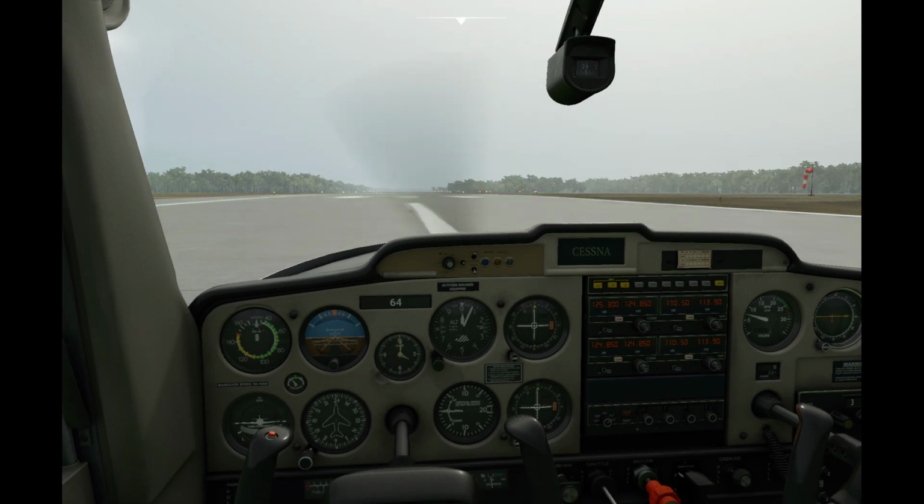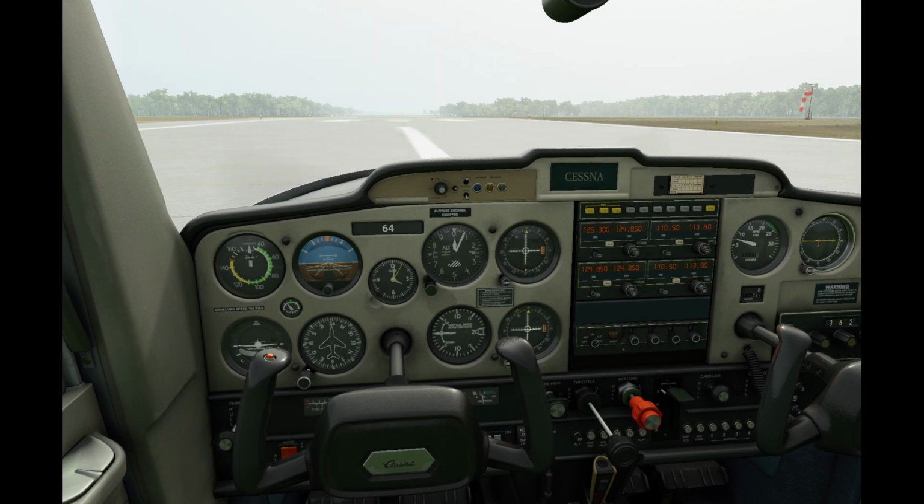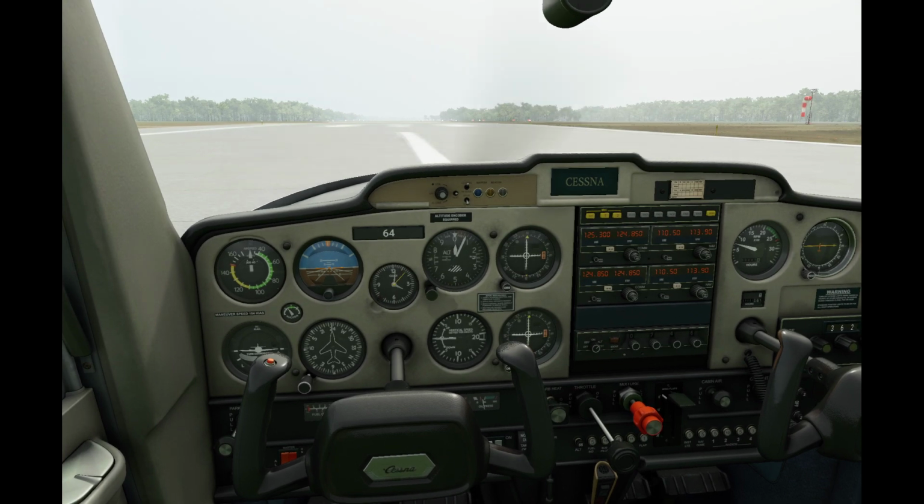Now, some of you were asking why we chose such a short route. The reason, again, is because we're using an aircraft that doesn't really cruise that quickly. Otherwise, we'd be here for quite a long time in order to actually get to our destination.